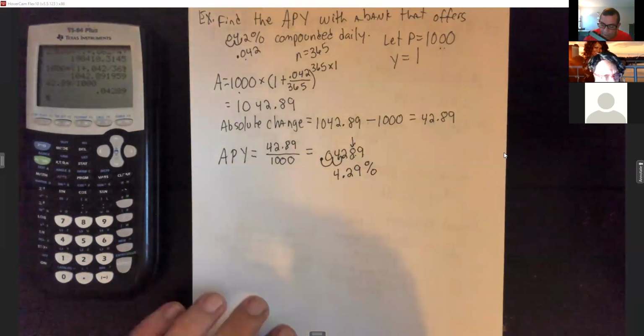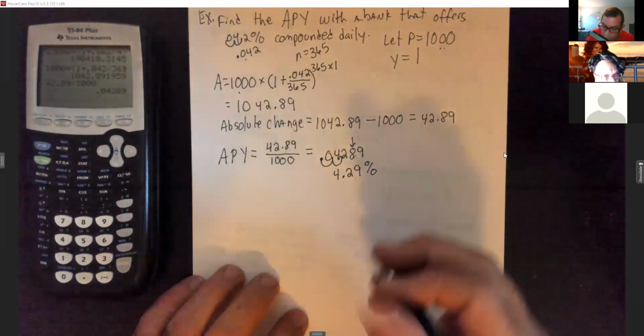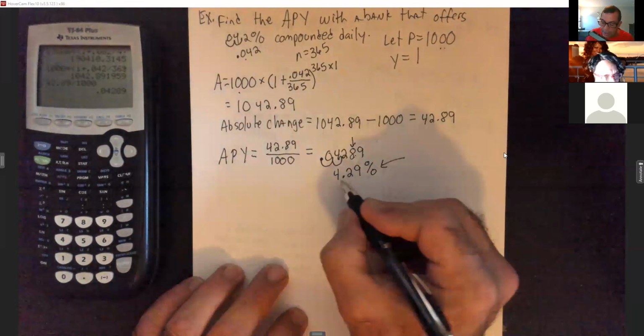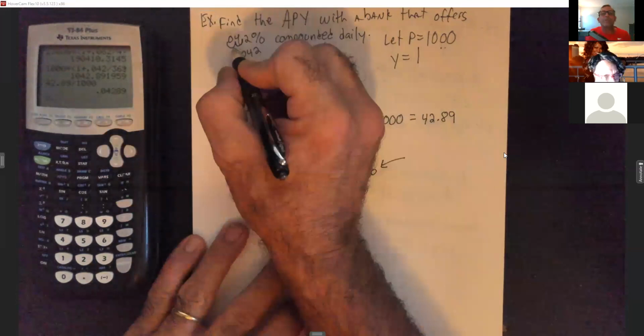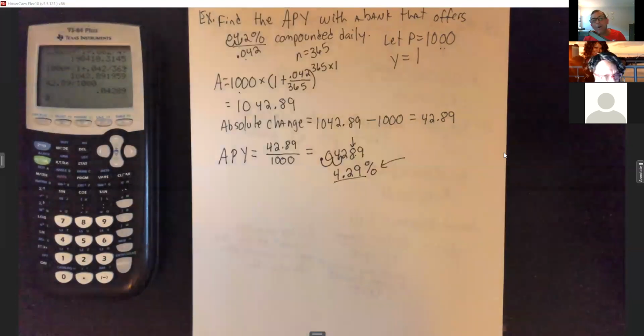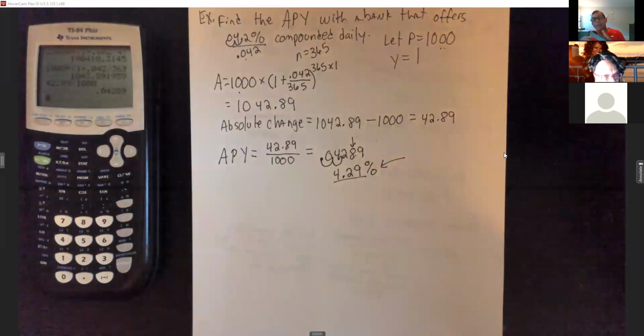So look, the actual yield was 4.29%, but the bank signed me up at 4.2%. So I actually almost made 4.3% on my money due to all those compoundings, okay?